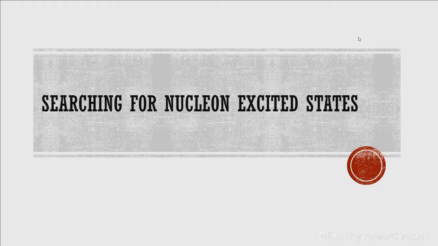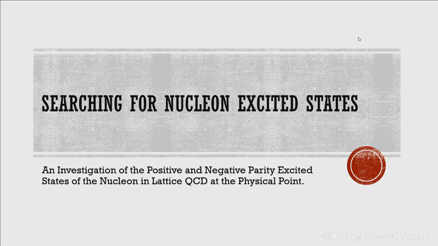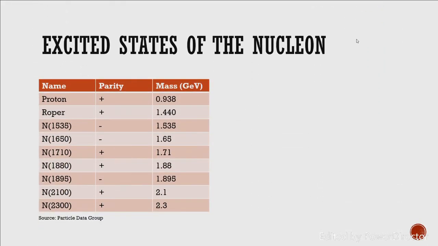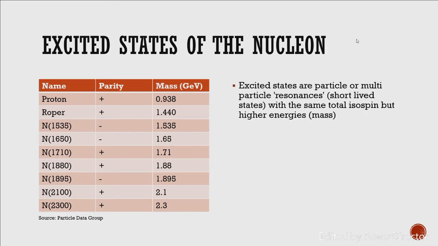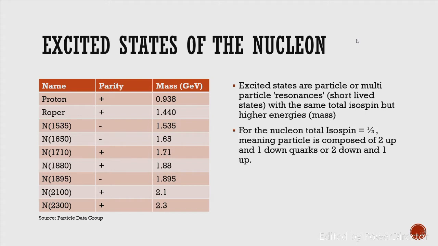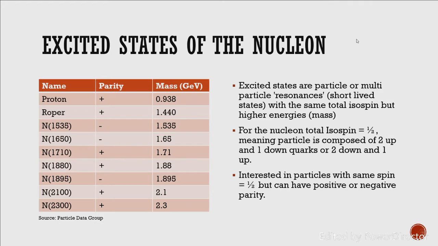The project was on searching for excited states of the nucleon in lattice QCD at the physical point. The excited states of the nucleon with spin 1/2 are listed in the table below. These are short-lived particles with the same quantum numbers of the nucleon. Total isospin 1/2 is the defining quantum number, which means the particles are all composed of either 2 up and 1 down quarks or 2 down and 1 up quark.